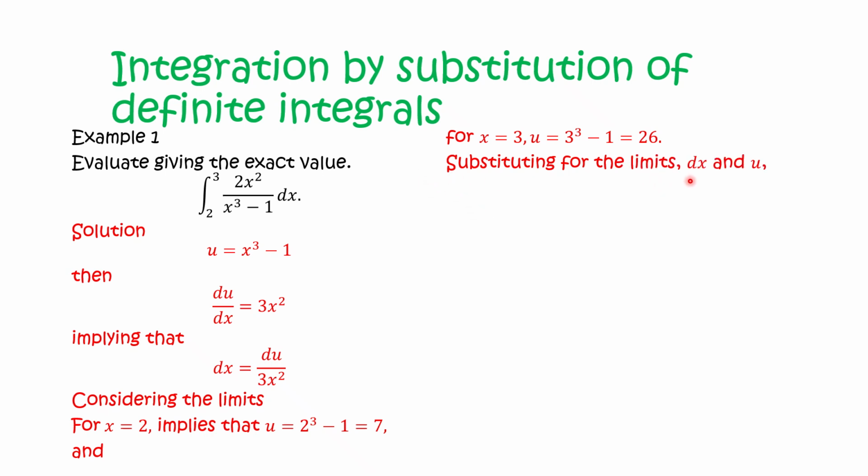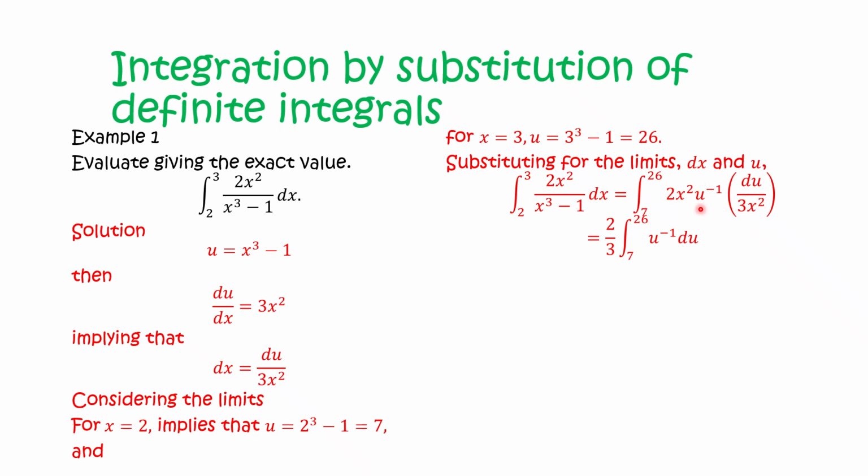Now substituting for the limits, the dx and the u, we are going to have from our original question, that question will be transformed to the integral from 7 to 26 of 2x squared times u to the power minus 1 du over 3x squared. Take a look at this. The 3x squared has the x squared that will cancel out with the 2x squared.